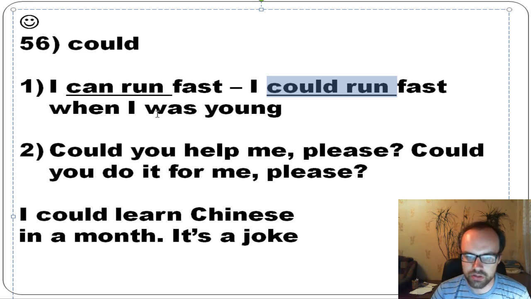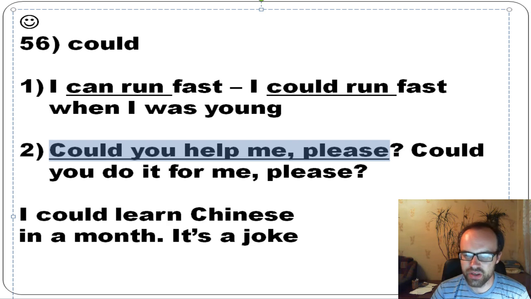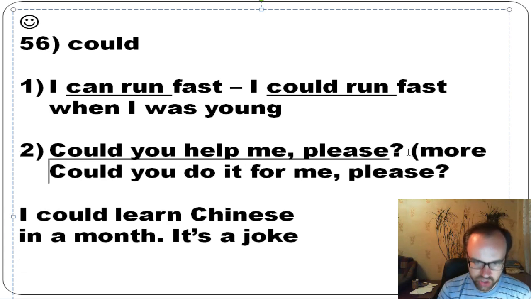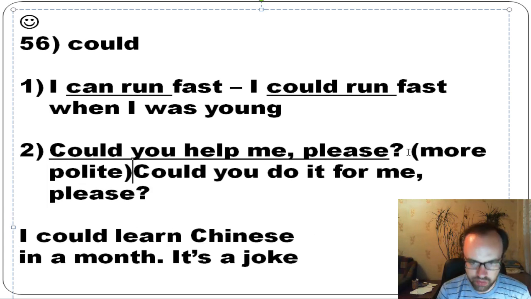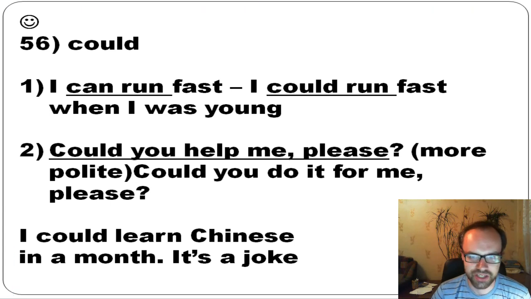And you know that could has another meaning, or could has the second meaning. So we often use it in questions. Could you help me please? Or you can say, can you help me please? But could you help me please is more polite. Could you do it for me please? Next, I could learn Chinese in a month. It means that it's possible for me to learn Chinese in a month. Yeah, it's a joke. It isn't possible. But maybe you can do it.